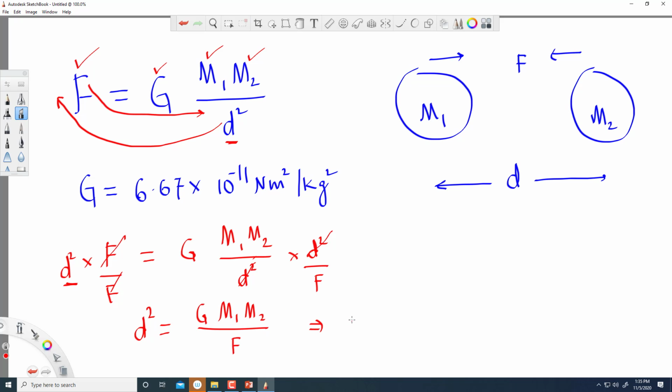To get d, you want to take the square root on both sides. Square root and square will cancel, so you'll only have d. And on the right, you have the square root of G m1 m2 over force.